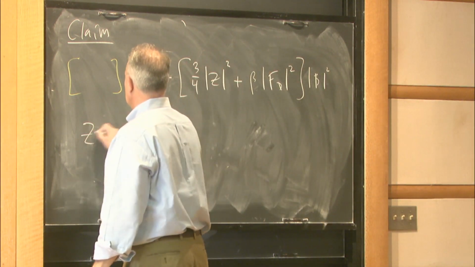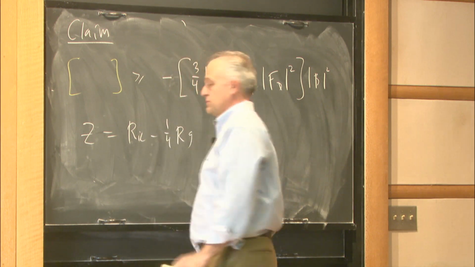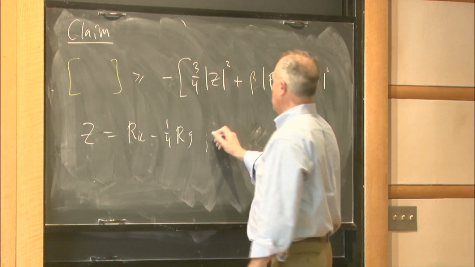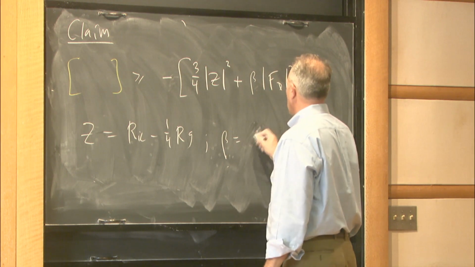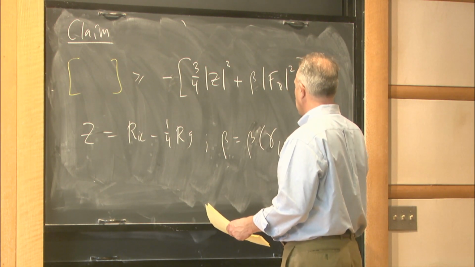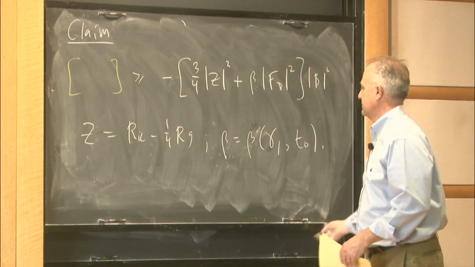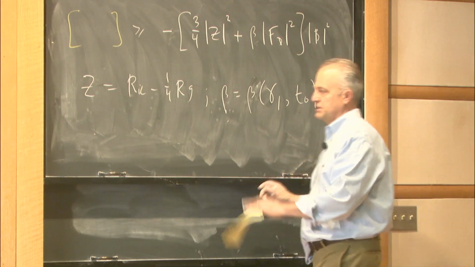Okay, so z here is the trace-free Ricci tensor. All right, so this would be 0 if it were Einstein. And beta, I'm not going to bore you with what it is, but it's explicit. It just depends upon this constant gamma 1 and also T naught. So it's all explicit.